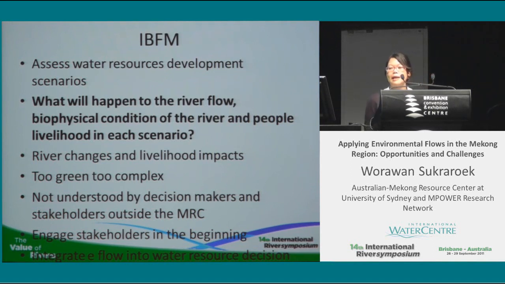The project was perceived as being too green and too complex. So by doing e-flow, it came out in the form that you support decision makers in terms of water resource planning. The outcome of the e-flow project was not understood by decision makers and stakeholders outside the MRC much. So the main criticism at that time was, why don't you engage more stakeholders into the process? And I think the main challenge I would like to flag here is that integrating the e-flow into water resource decisions is very difficult, and this is the main challenge that we are facing.